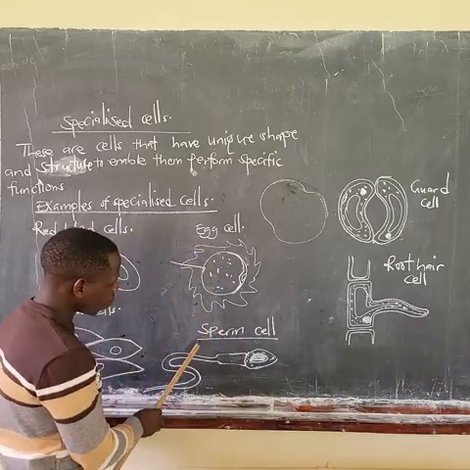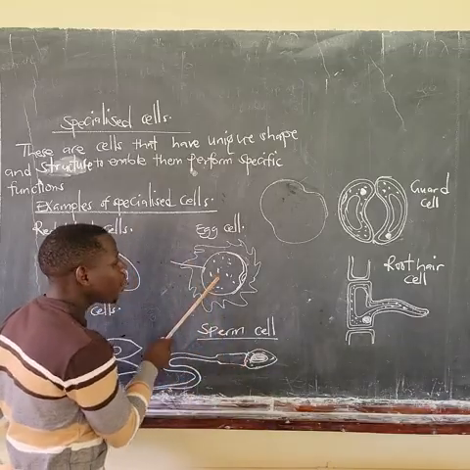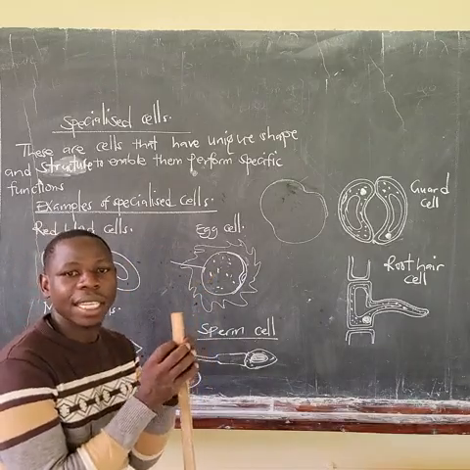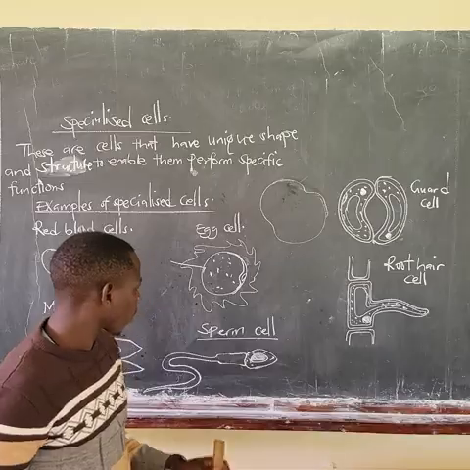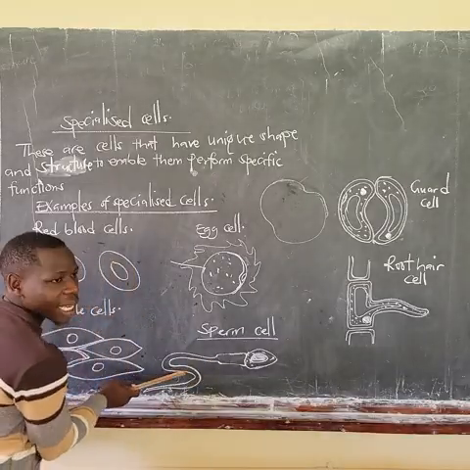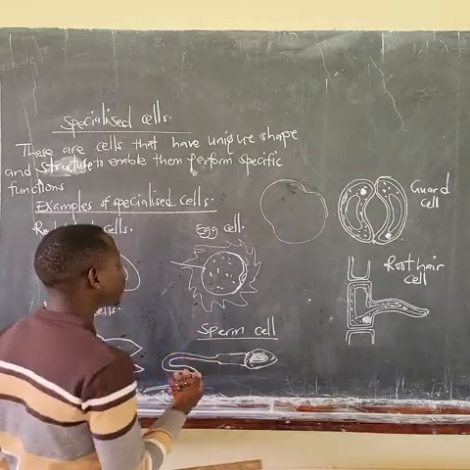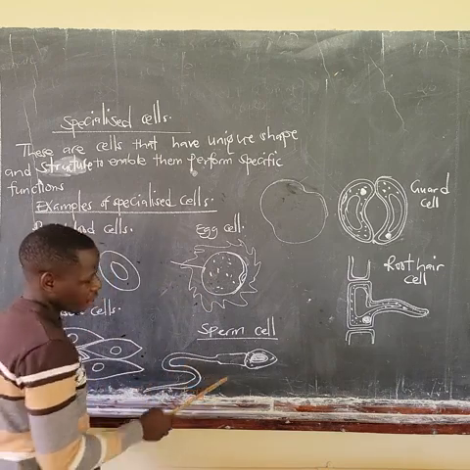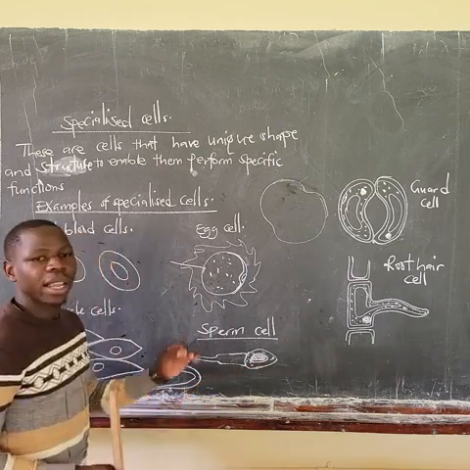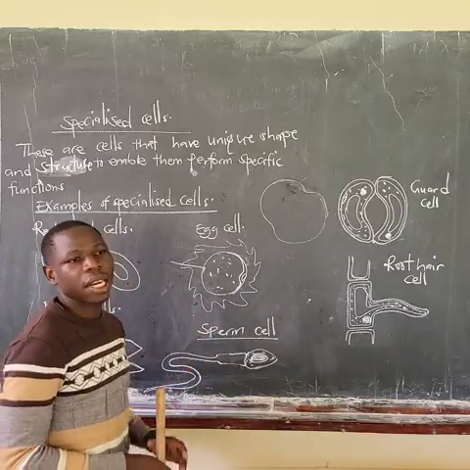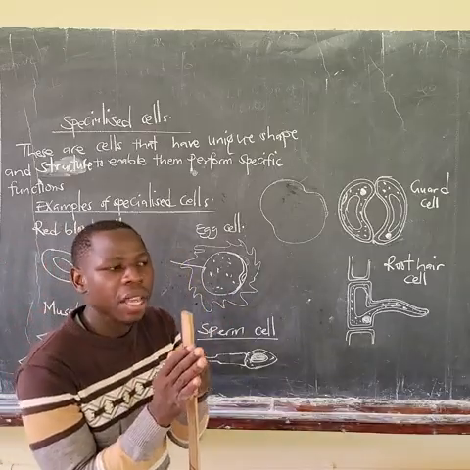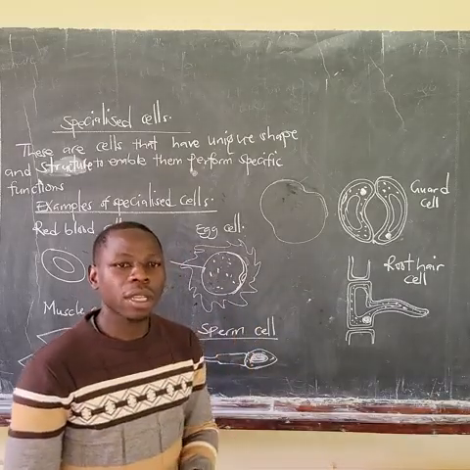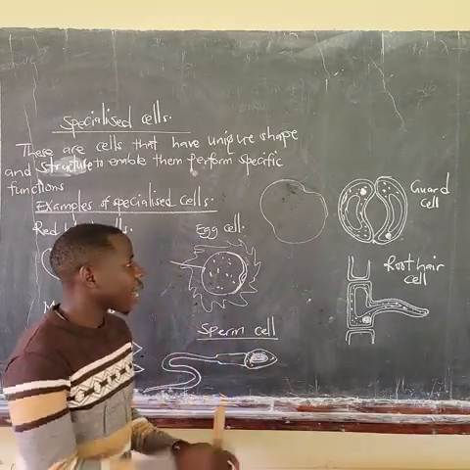And now what does this one do? It has to swim to find the egg cell so that they can fuse, so that fertilization takes place. Now, this tail helps this cell to swim so that it can move to reach the egg cell. Therefore, this tail enables it to move, and it is sharpened at the end, enabling it to enter the egg cell so that the two nuclei of the egg cell and the sperm cell can fuse. Therefore, fertilization takes place.